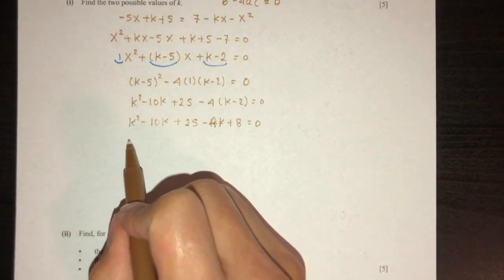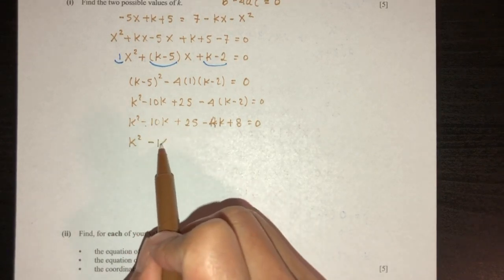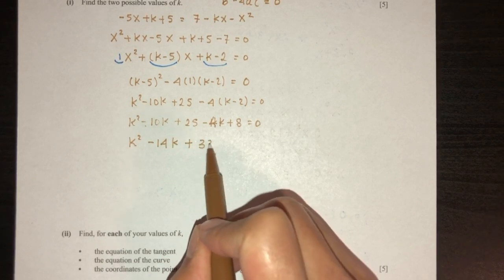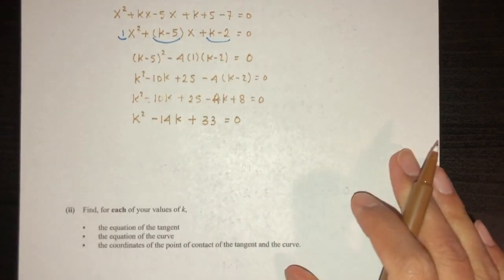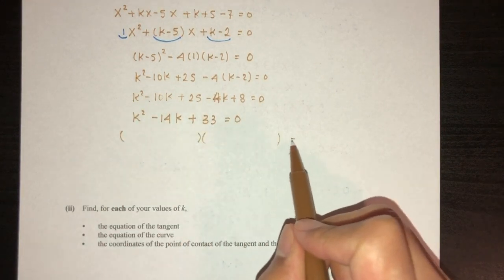So simplify again, that will be k squared minus 10 minus 4 is minus 14k plus 25 plus 8 will be plus 33 is equal to 0. Now we can try to simplify, of course, factorize for the two values of k.